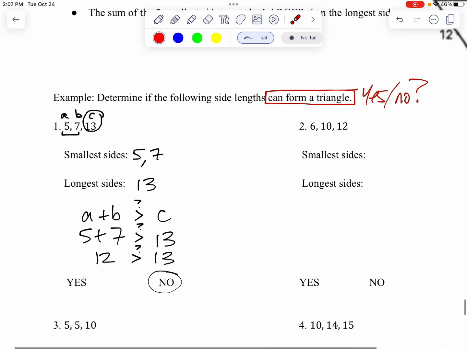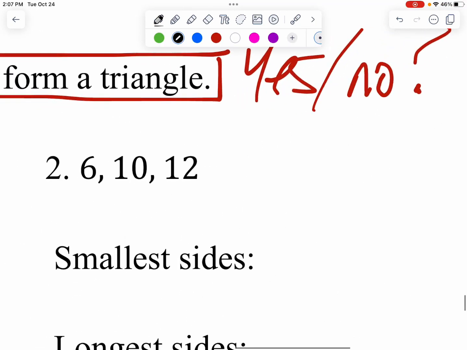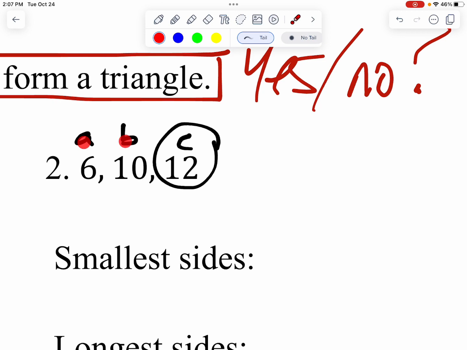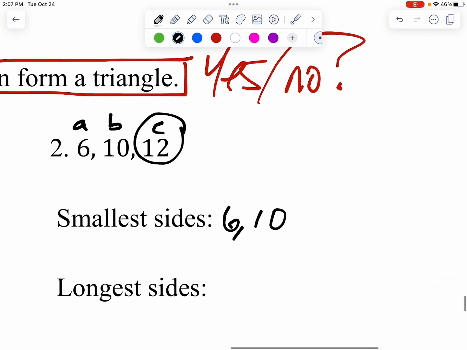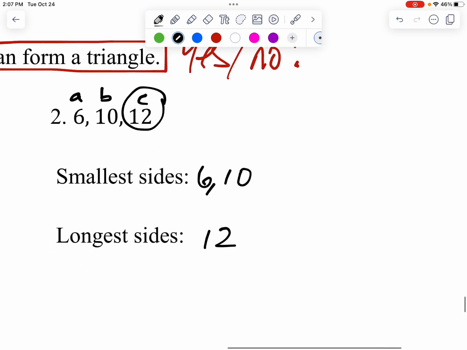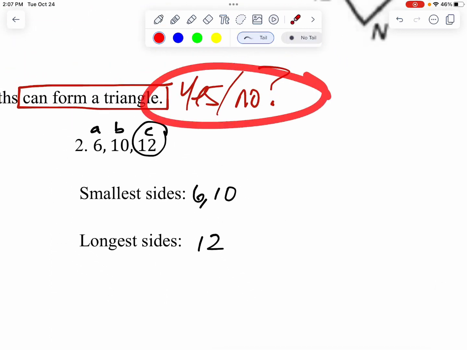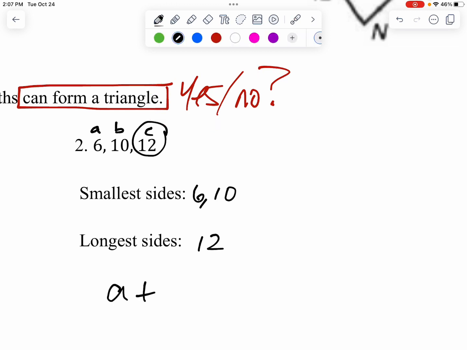Let's try another one. It's very simple. As long as you got this written on your note card, you should be fine on the quiz. This is the A and the B, and this is the C because the C is always the biggest. Yes, you can switch the A and the B if you want to. My two smaller sides are 6 and 10, and my largest side is 12. And I have to ask myself, again, it's a yes or no question. Is A plus B greater than C? And I'm going to put a question mark over the greater than symbol.